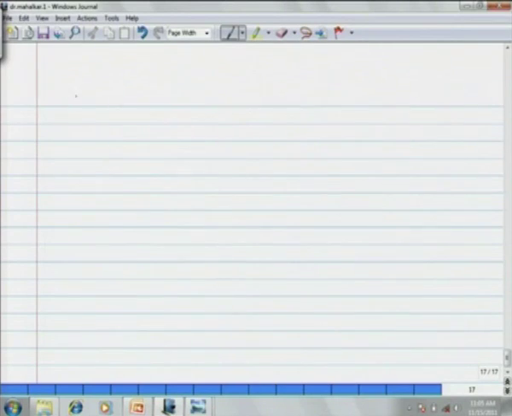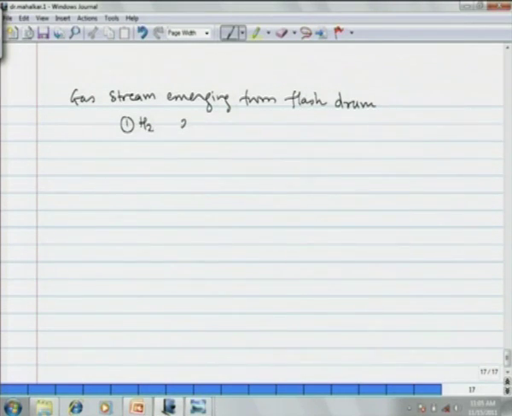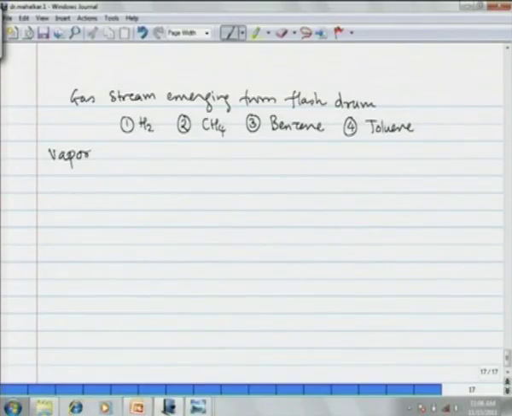That point we know, that gas stream emerging from flash drum has four components: hydrogen, methane and some vapor of benzene and toluene. Now, benzene is carcinogenic, so we cannot have emission of benzene from the process, and benzene is also a valuable product that we need to recover. Losing benzene is going to hamper the economy of the process. So, we have to design a vapor recovery system that will treat the gas stream before it is vented.